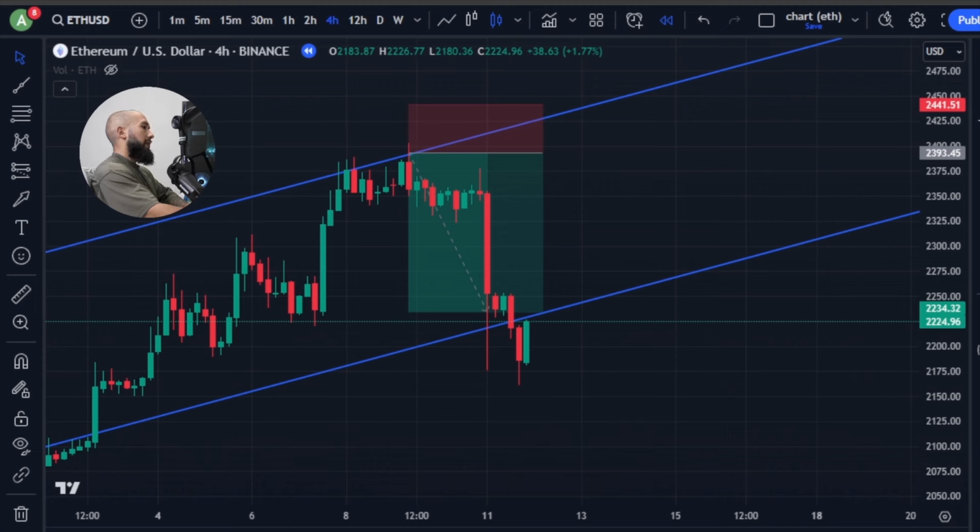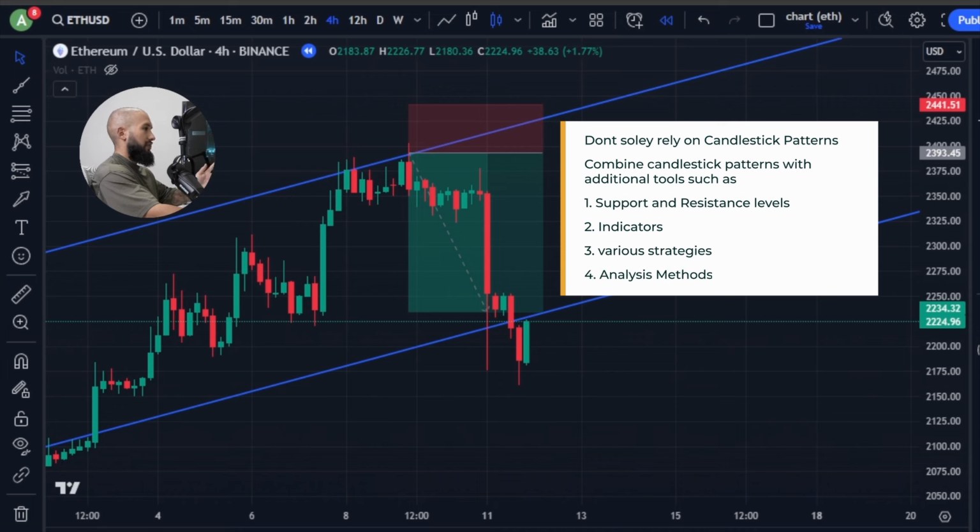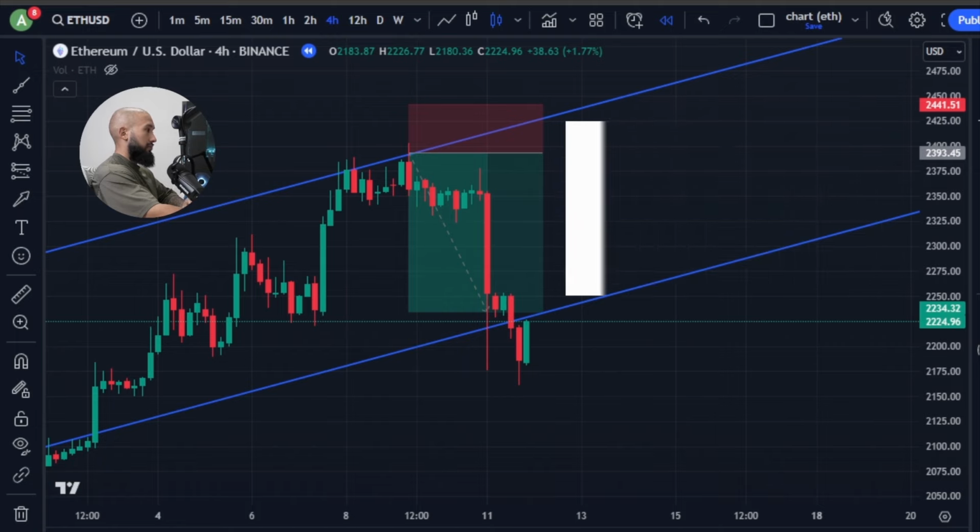Now, I want to make a note that it's important to know that just because there's a bullish or bearish engulfing candle like this one, it does not mean or guarantee a price reversal on every occasion. To make well-informed trading decisions, you want to combine candlestick patterns with additional tools such as support and resistance levels, indicators, various strategies, and other analysis methods. It's the combination of using them all together that gives you a high probability trade setup. Not doing this is literally like trading blindfolded.